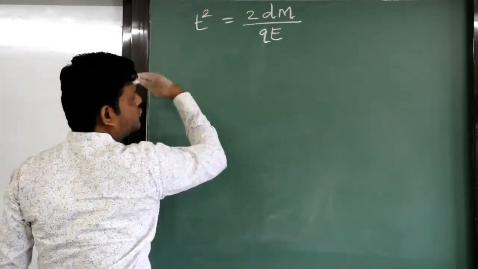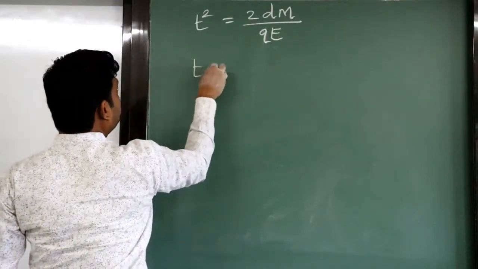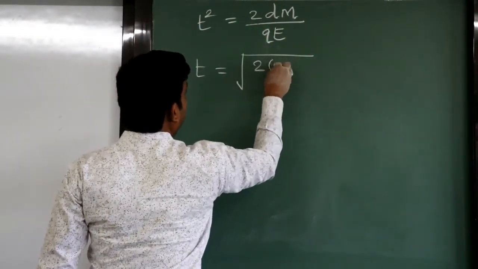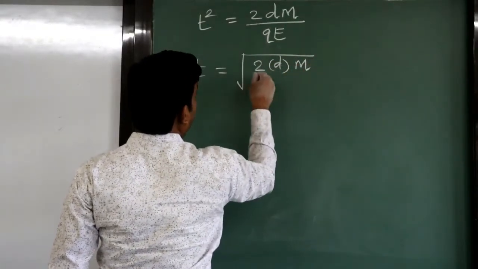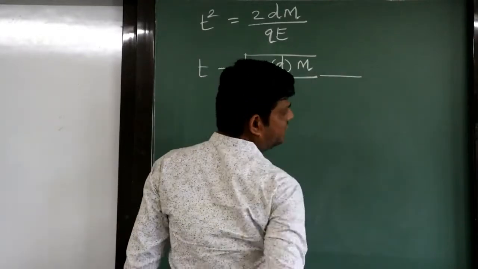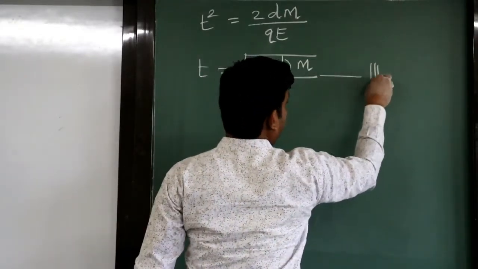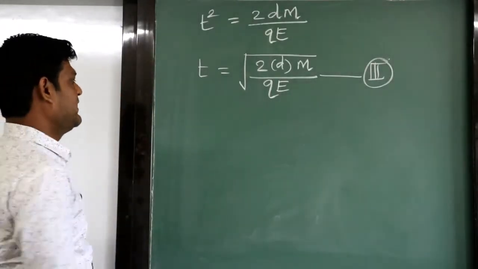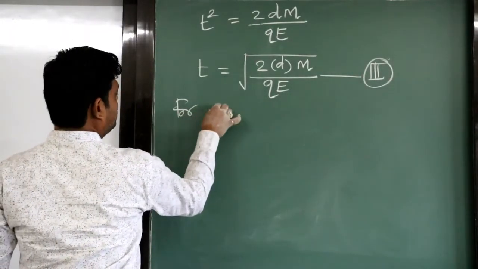Taking the square root on both sides, t equals under root 2d m divided by q E. This is your general equation for time.